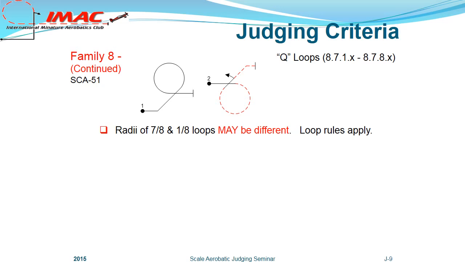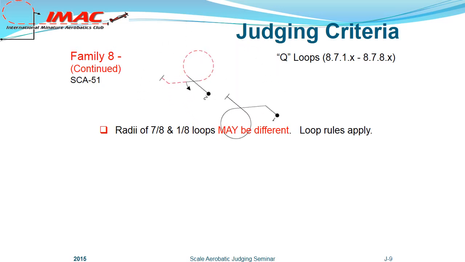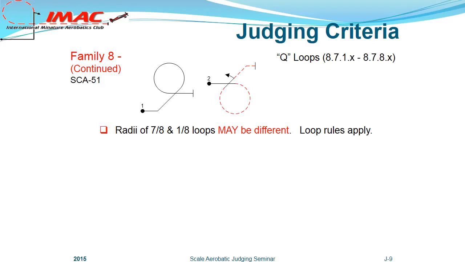Here are some 7/8 loop figures, commonly referred to as Q-loops, consisting of a 1/8 loop, a 7/8 loop, and a 45-degree line. As indicated, these figures can be flown up or down, upright or inverted. The radii of the partial loops in these figures need not match. They are subject to all the standard looping rules.